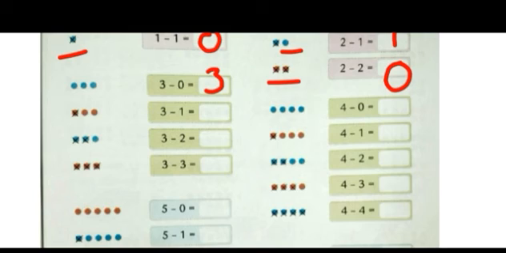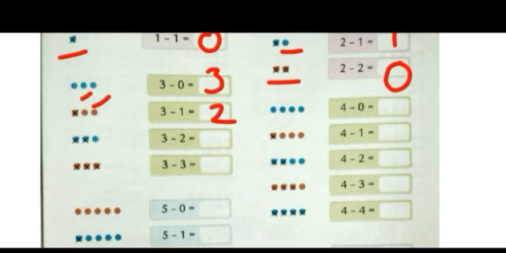See the next one. 3 minus 1. First take the bigger number. Which is bigger number? 3. So we will put 3 dots. Now how many dots are crossed? 1 dot. 1 dot is crossed. How many are left? 1, 2. 2 are left. So we will write 2 here.